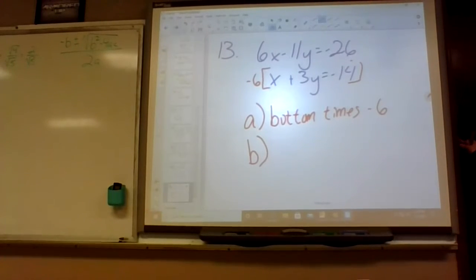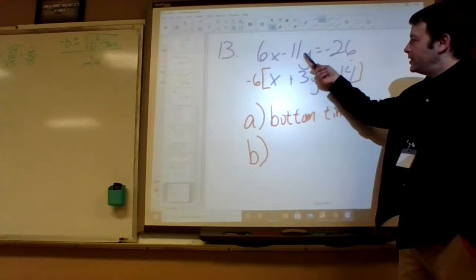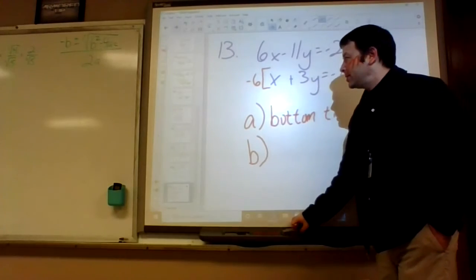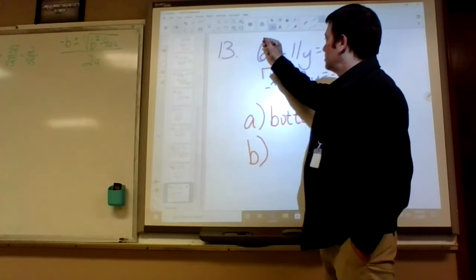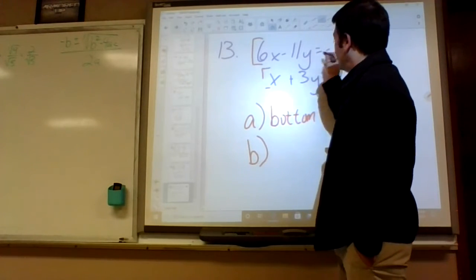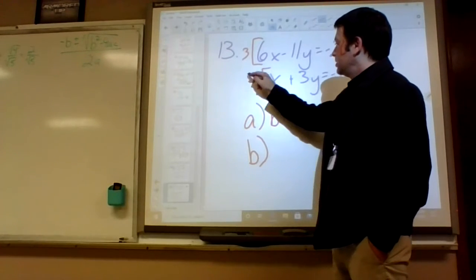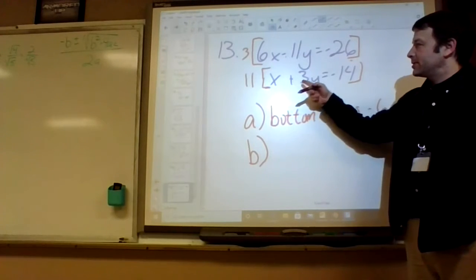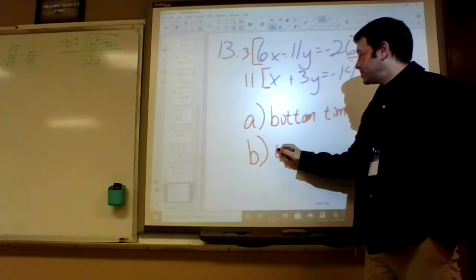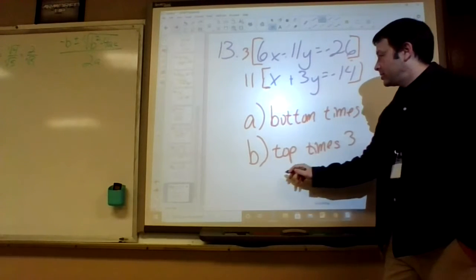Okay, how could I get rid of the y's? Well, does 3 go into 11? Can I turn a 3 into 11? No. 11 and 3 can both be turned into 33 though. So the top needs a 3, right, to turn that into a 33, and the bottom needs 11. And they're already opposites, that's a minus, that's a plus, so that's good. So it's top times 3, bottom times 11.